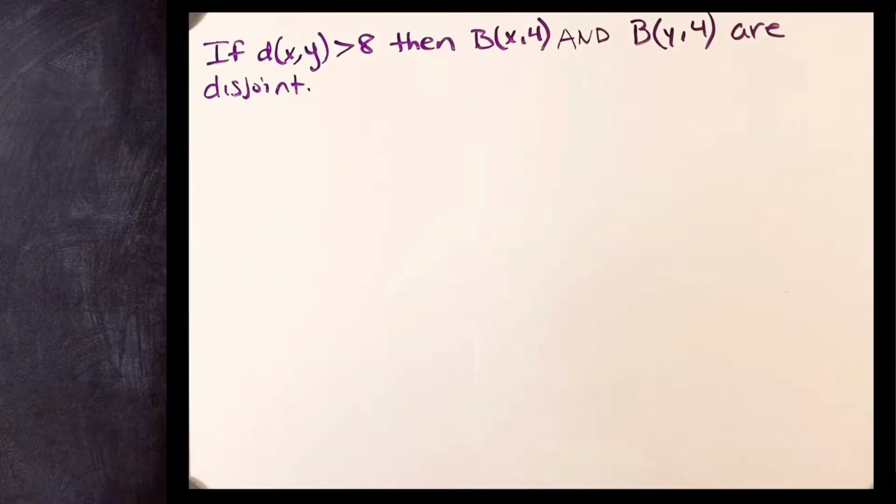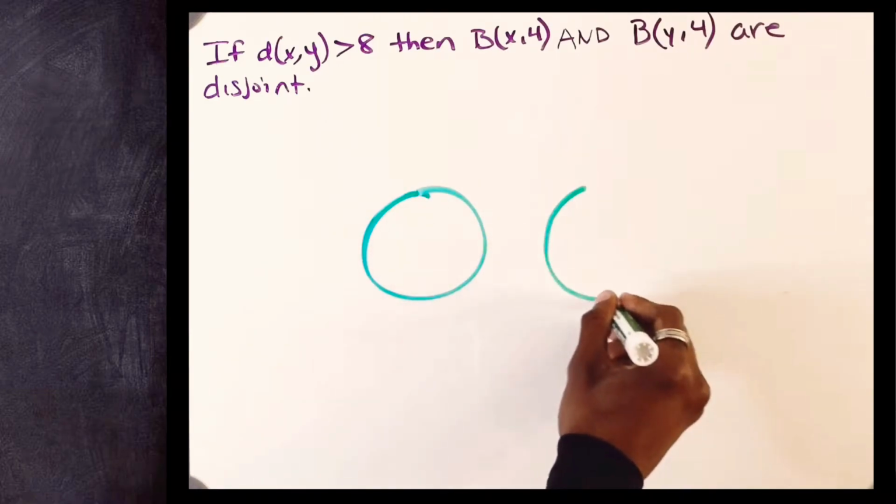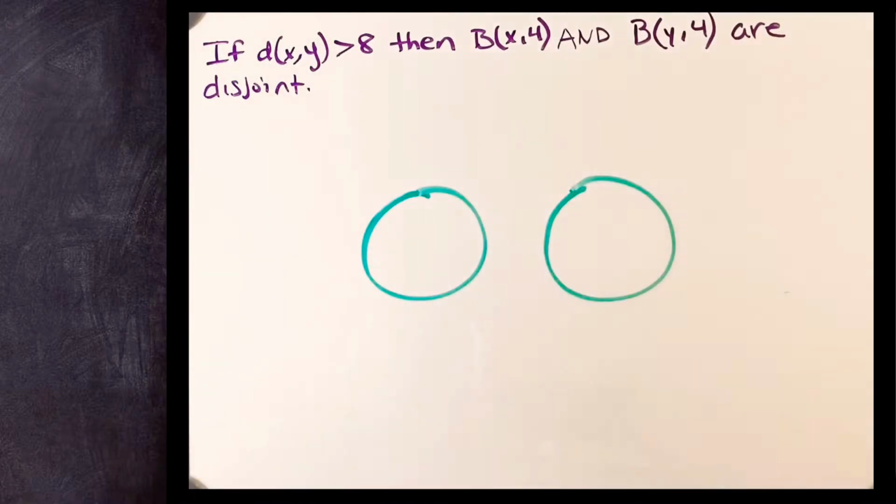Well, let's say if I do circles instead. 1 and 2. They're separate from each other. They don't intersect. They don't touch. That would mean that the two balls are disjoint.